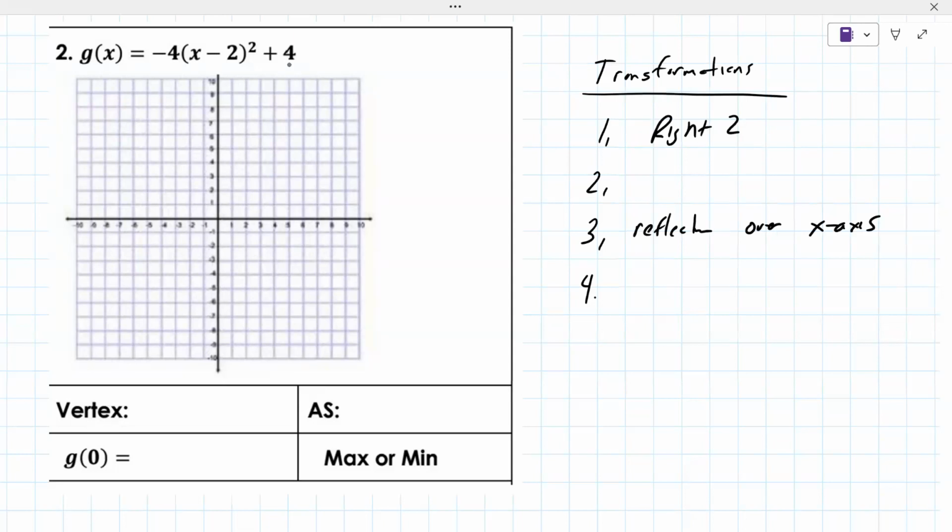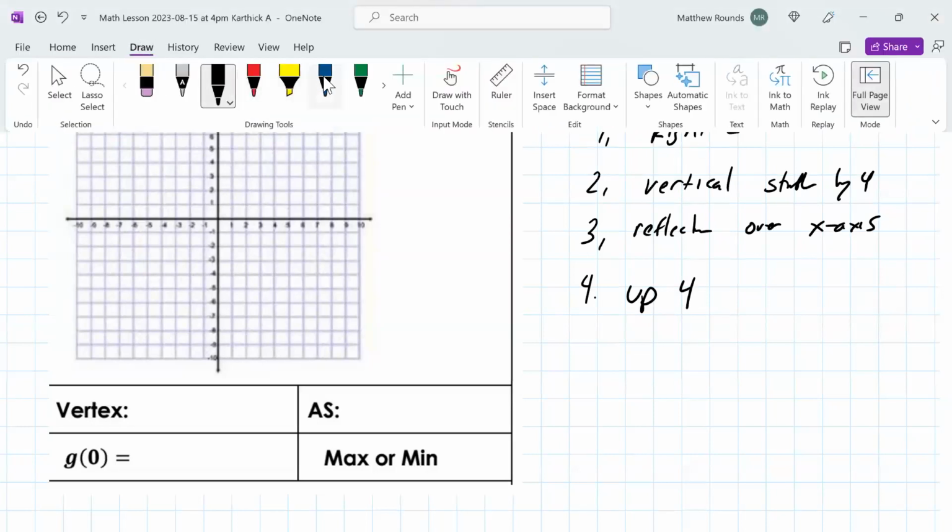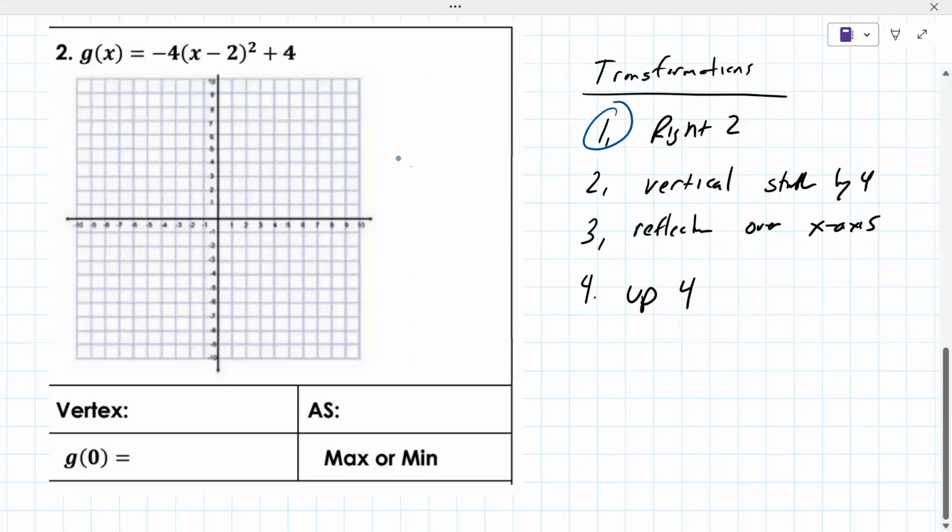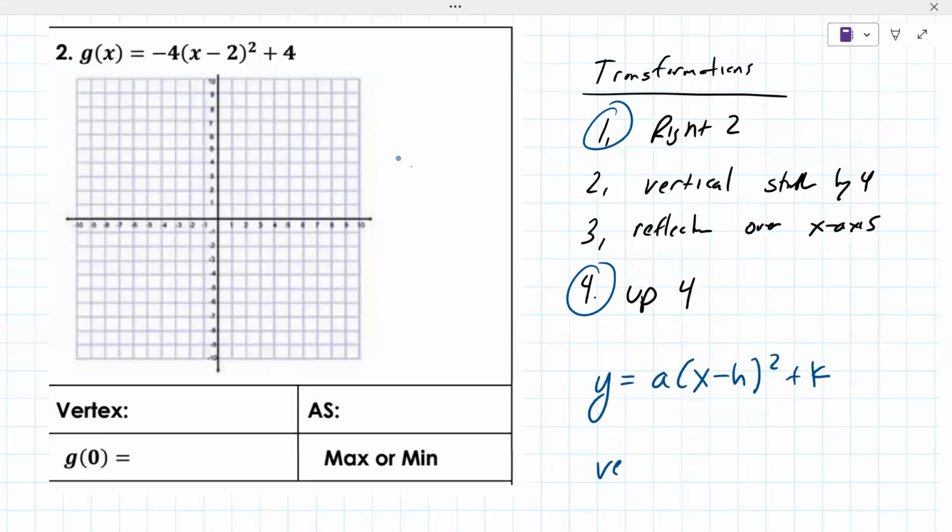Vertical stretch by 4. Okay, and then the last one, up 4. Up 4, good. Okay, now the other way to do the vertex, and really it does come from these two, from 1 and 4, but it's to remember that it's a(x minus h) squared plus k, and the vertex is always the values of h and k. But I think it's easier to get it from the transformations, but you can do both. I mean, if I'm just given an equation, I'll do this, but if I have the transformations, I've got that.